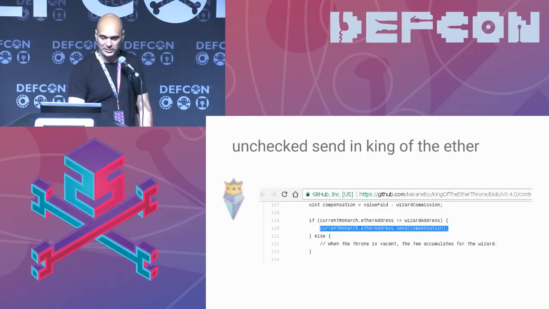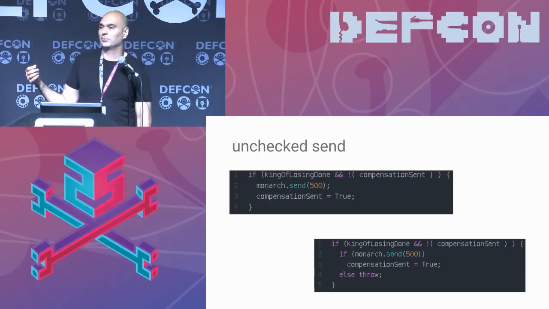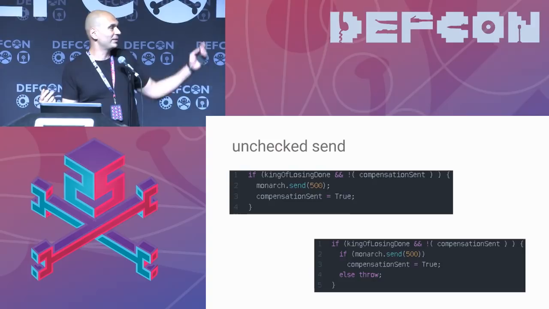So rather than go into the whole long remediation code in the King of Ether, I just whipped up something a little easier, hopefully, to understand. Over here you can see the top code snippet is called King of Losing, because ultimately, what's the point of this game, right? But if send fails, the winner doesn't get the money, but compensation sent will be set to true. Again, it's the order of operations here that gets you in Solidity. So if there's a fail, it says that person got paid, but they actually never did. That's why at the top it says compensation sent is true.